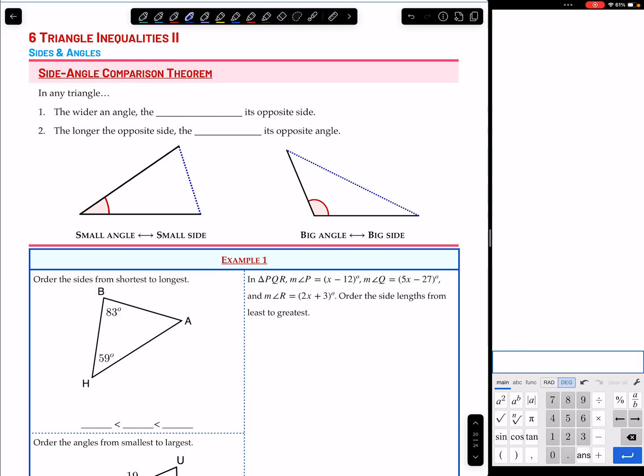All right, so here's the most mind-blowing, difficult thing that you're going to learn all year. No, I'm just kidding. This is actually really ridiculously easy.